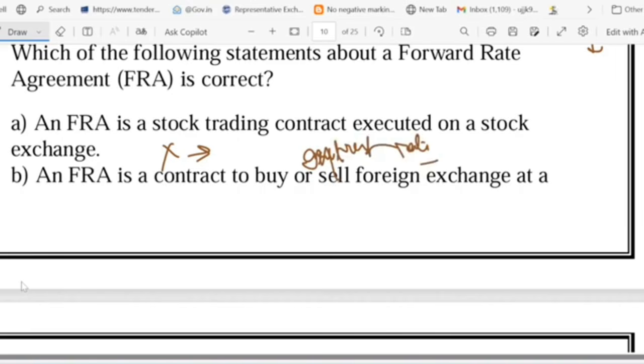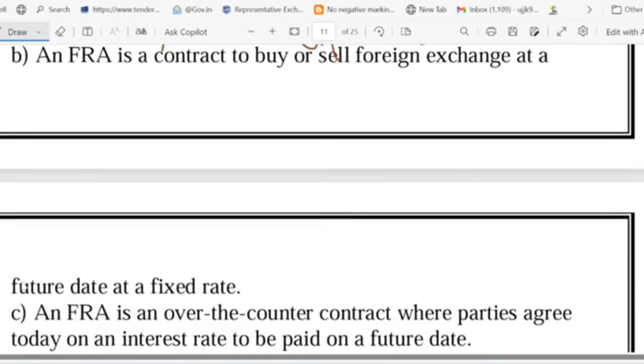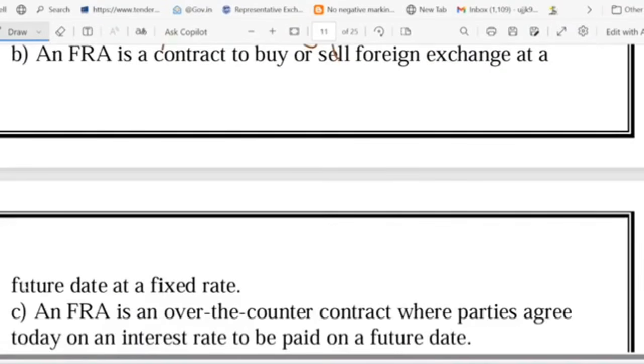Okay, what about option B? Is it a contract to buy or sell foreign exchange at a future date at a fixed rate? No, this is a forward FX contract, a forward exchange contract, a foreign exchange contract, right? Not an FRA. An FRA deals with interest rate, not currency. Here the point is currency.